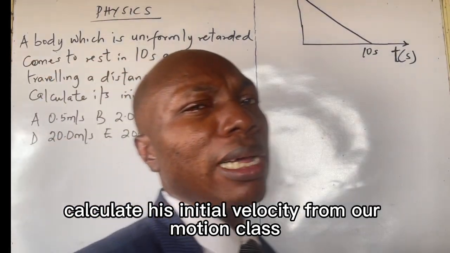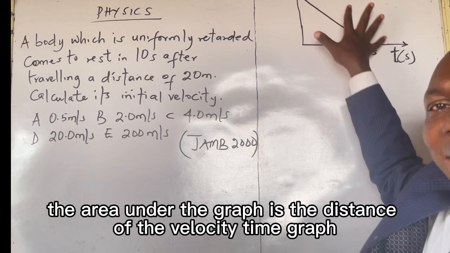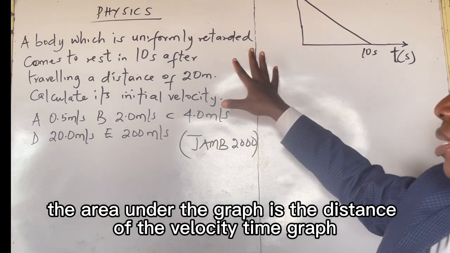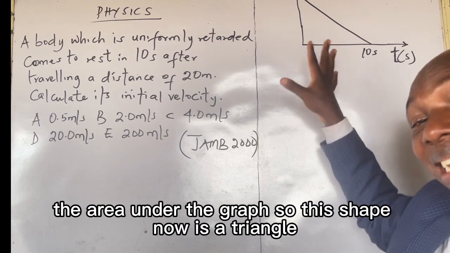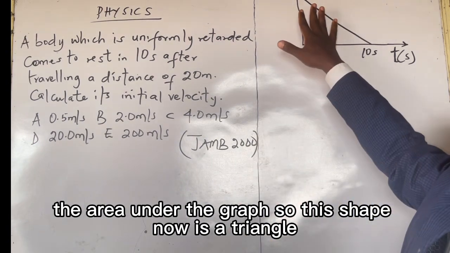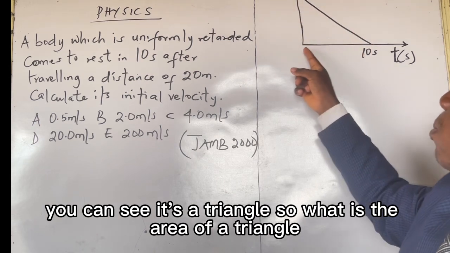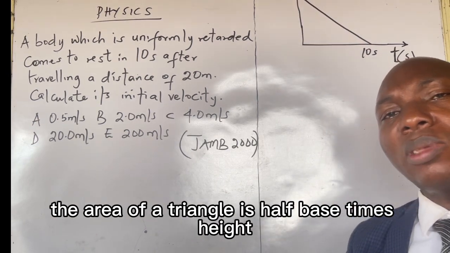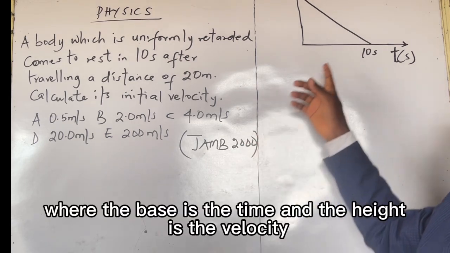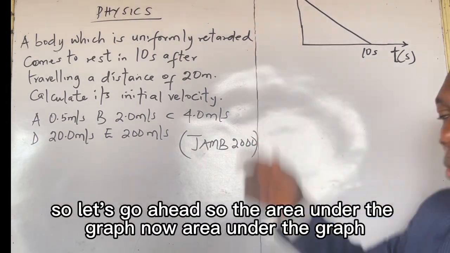From our motion class, the area under the graph is the distance of the velocity time graph. So this shape now is a triangle. You can see it's a triangle. So what is the area of a triangle? The area of a triangle is half base times height, where the base is the time and the height is the velocity. So let's go ahead.